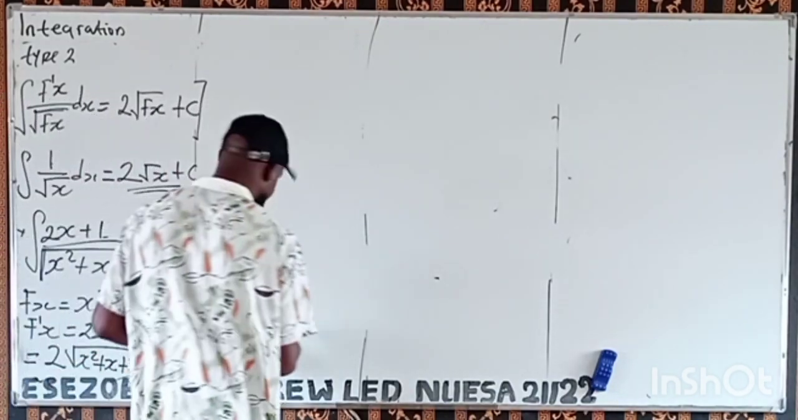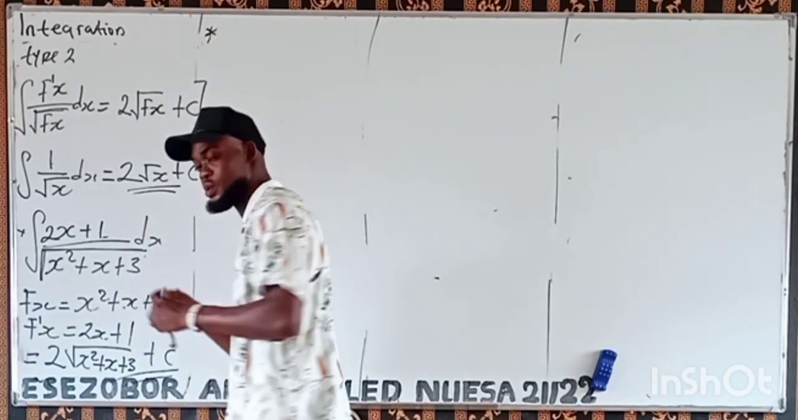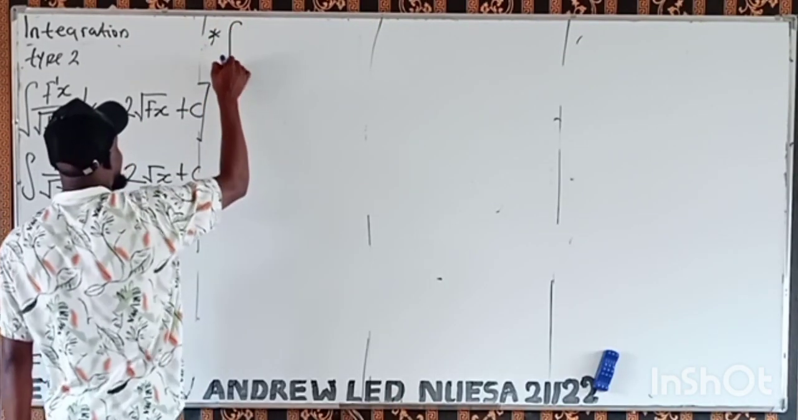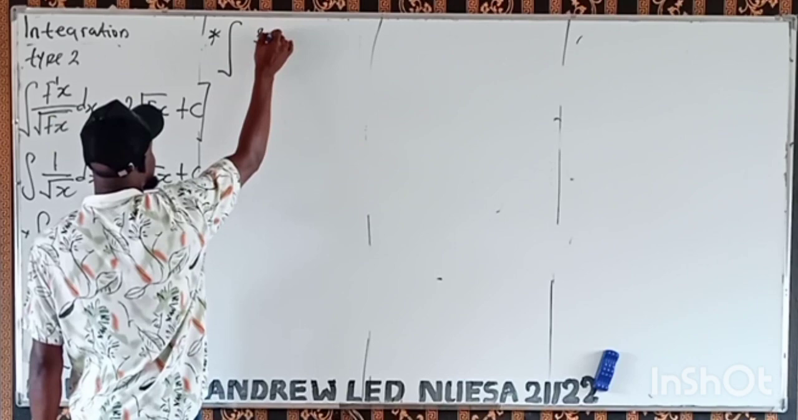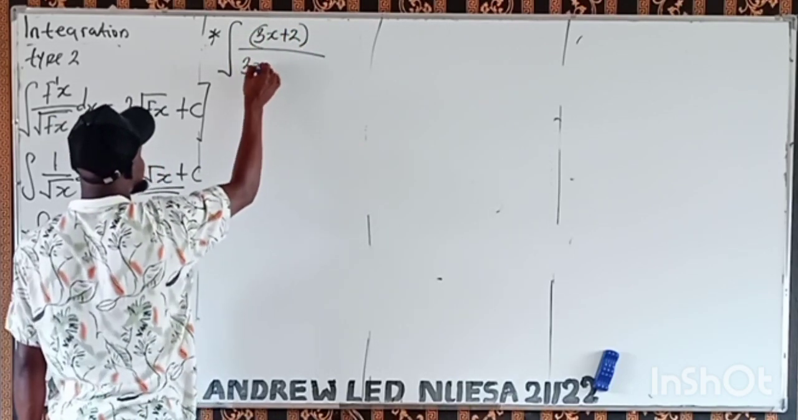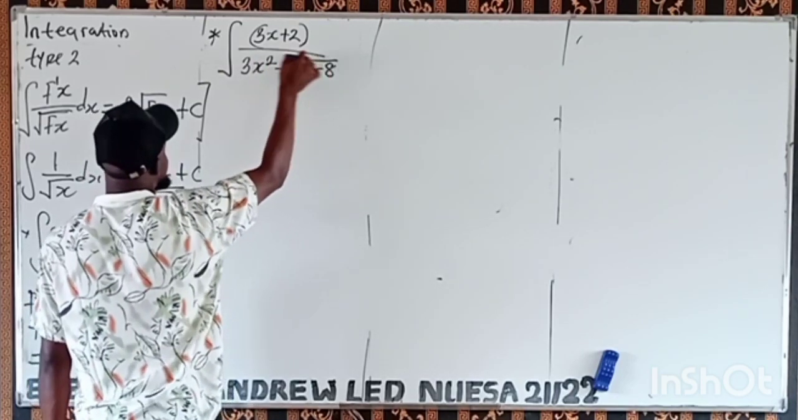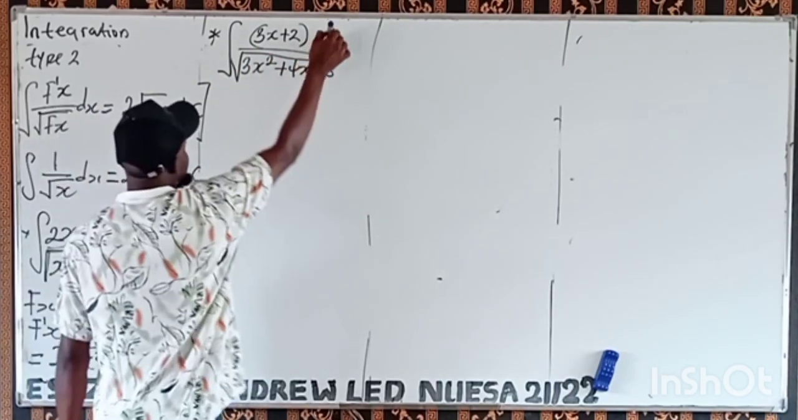So let's say we're having this question 2. We have the integral of 3x plus 2 over the square root of 3x squared plus 4x minus 8 dx.